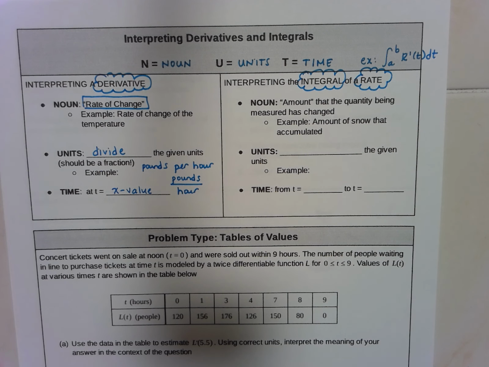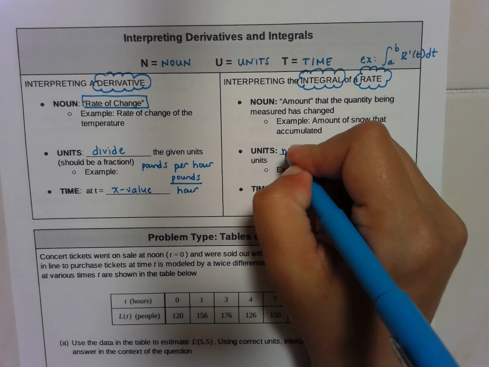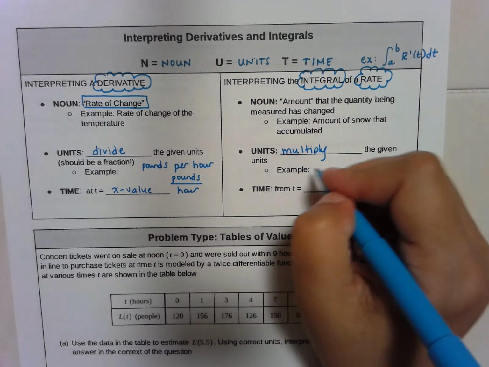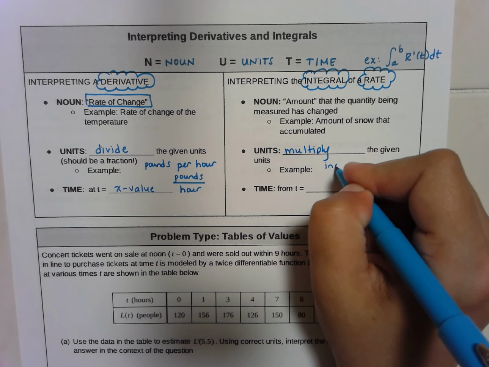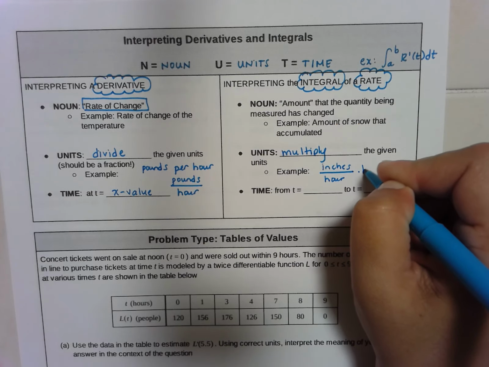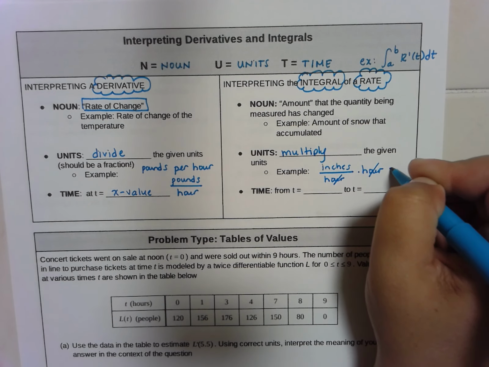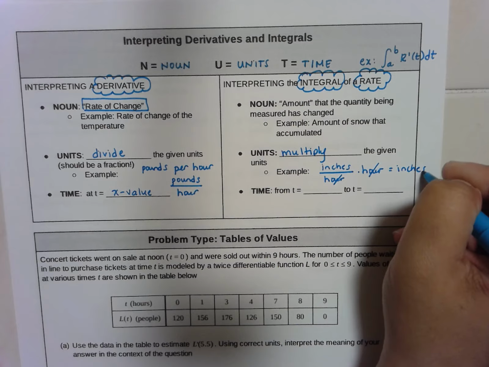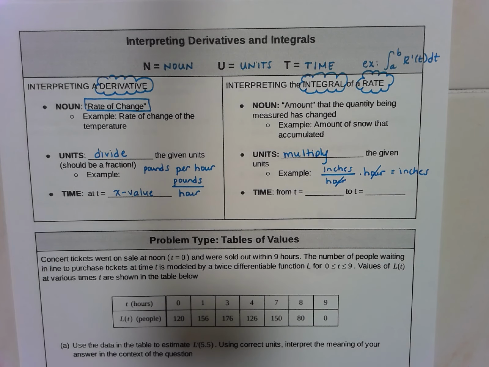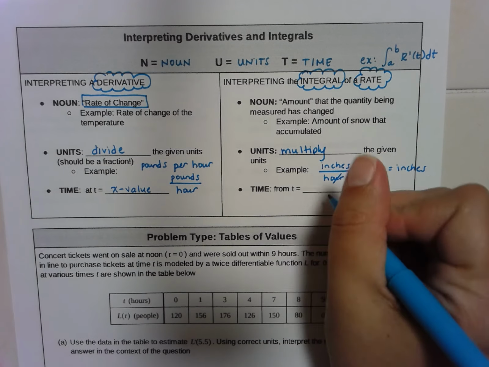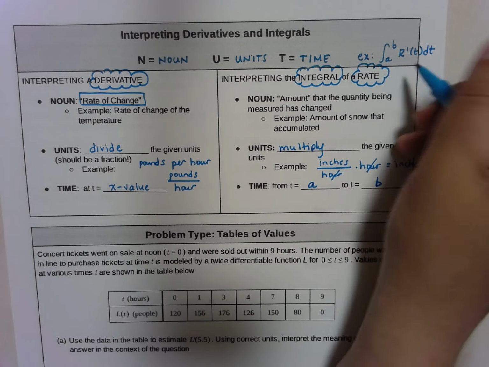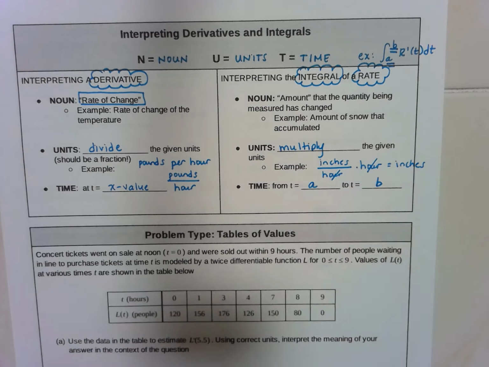snow. The units here are going to be the multiplication of the given units. For example, if you're starting with inches per hour and you multiply by hours, you're going to end up just with inches. And because this is an integral, it's happening over an interval of values. So you would say it's from t equals a to t equals b, because you're always going to have an interval of time, a beginning and an end for your integral.